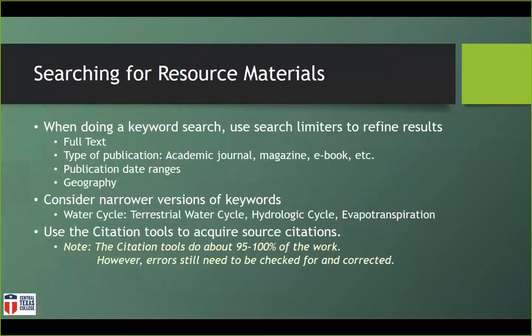When doing a keyword search, use limiters such as full text, publication type, date ranges, and geography to refine your results. Consider using narrower versions of keywords. With the library's resources, you can also acquire your source citations. Keep in mind that the citation tools available will do about 95 to 100% of the work for you. However, errors still need to be checked for and corrected.